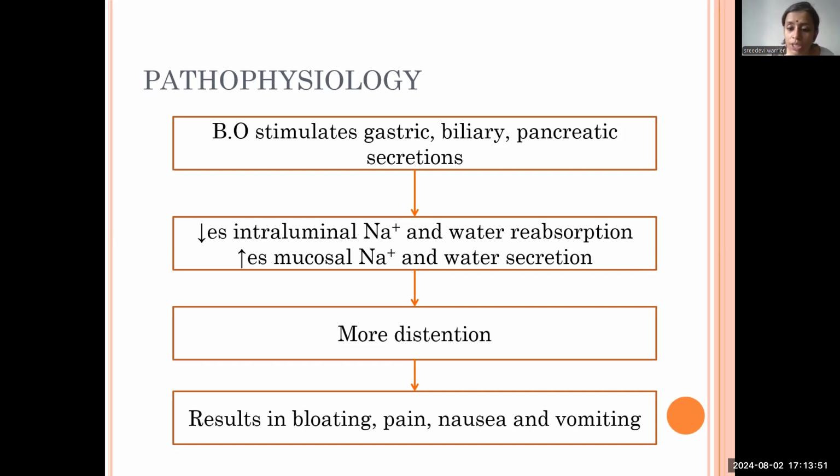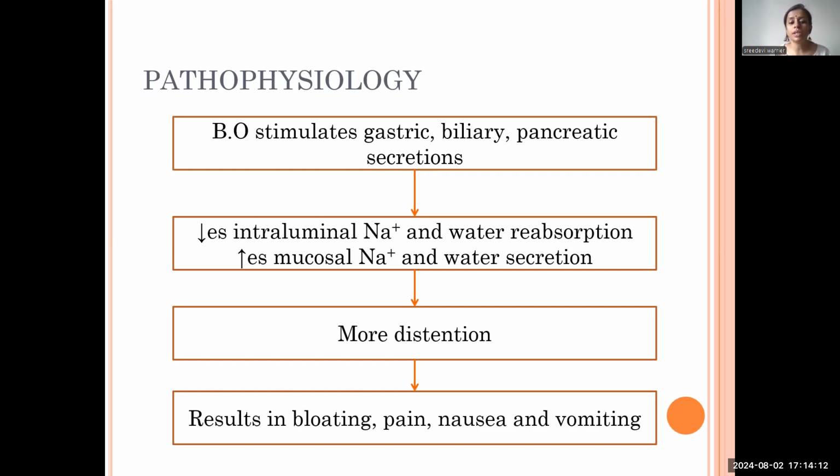This will be reduced, and there will be more and more secretions. So what happens when there is more and more secretion? In a tube, more and more water is being produced and there is a block. If the tube is flexible, like a silicone tube, it will start expanding, right? So there is more distension.